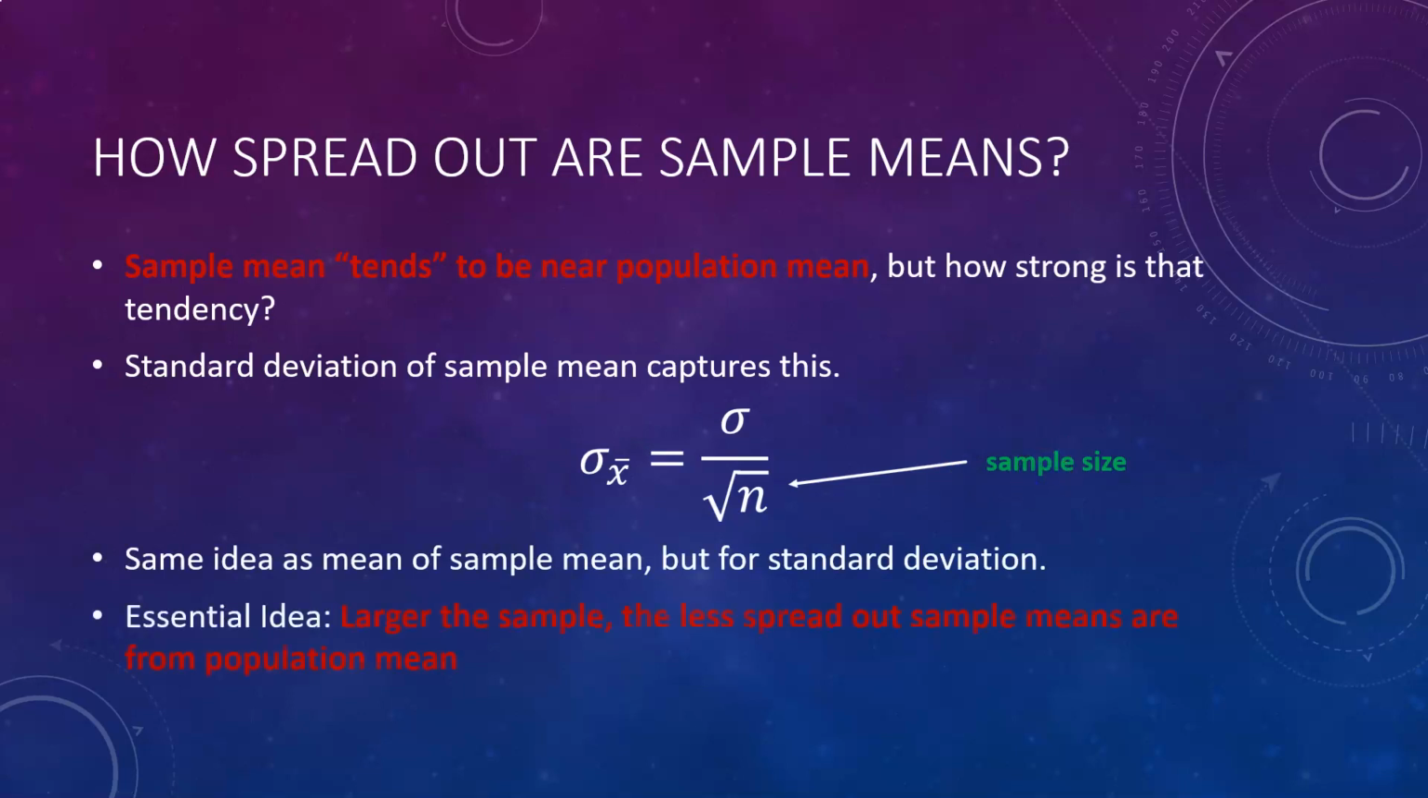We all have this intuitive sense, if we're trying to take a sample, that a larger sample is better. This is the mathematical justification of that idea. If you have a larger sample size, this fraction is smaller. If this fraction is smaller, the standard deviation is smaller, and your distribution is less spread out from the mean. The larger the sample, the stronger the tendency, the more likely it is that your sample mean will end up near the mean of the population.